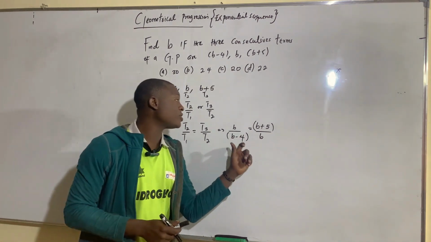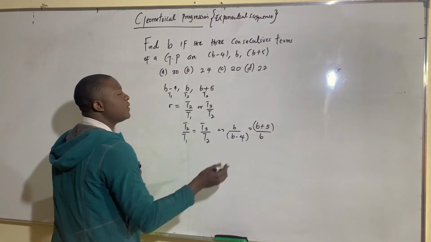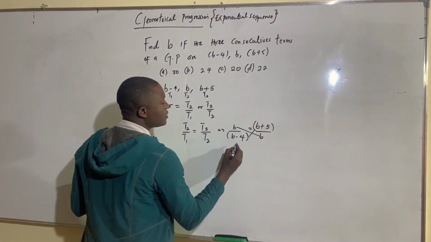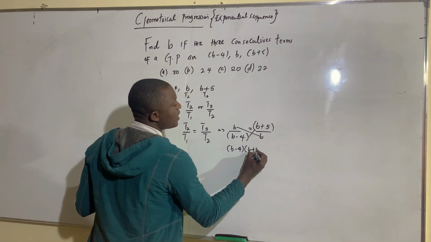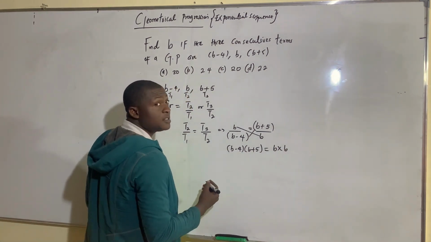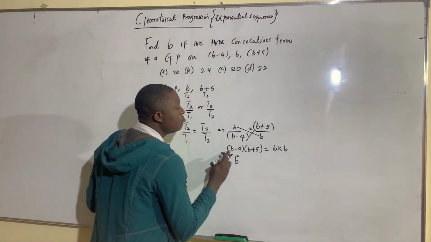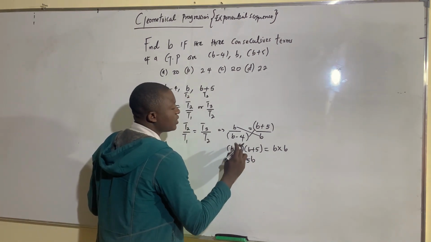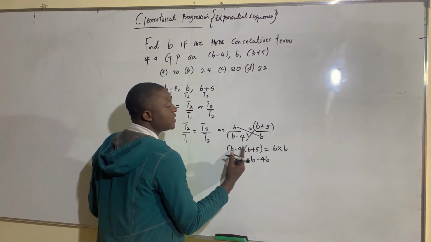That means you just cross multiply, because you are trying to obtain the value of b. If you cross multiply, we multiply each other here, and this one too, we also multiply each other. That is b minus 4 times b plus 5 is equal to b multiplied by b. By expanding, b times b gives b squared, b times 5 gives 5b, minus 4 times b gives minus 4b, and minus times plus.